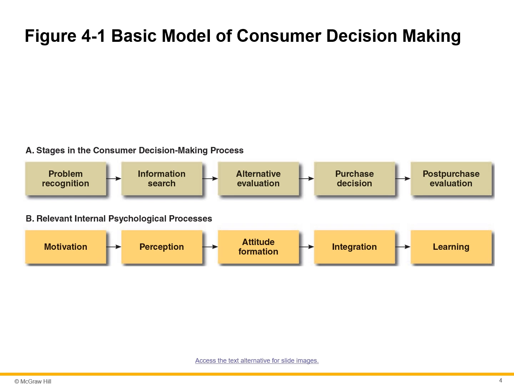When you recognize the problem, you can have a motivation. There's a psychological process of motivating. You're motivated to look for something. When you search for information, there is a perception issue. The psychological process is perceiving something from outside. In alternative evaluation, when you evaluate different alternatives, the corresponding psychological process is attitude formation. You form an attitude towards different alternatives. And when you make a purchase decision, the corresponding psychological process is integration. You put everything together and make a final decision.